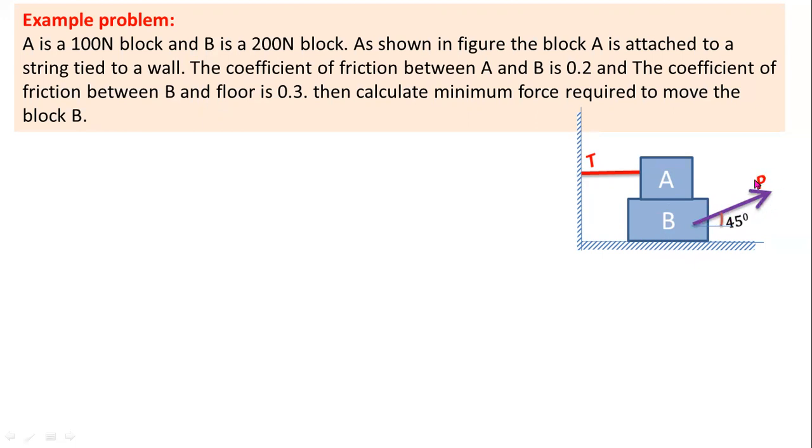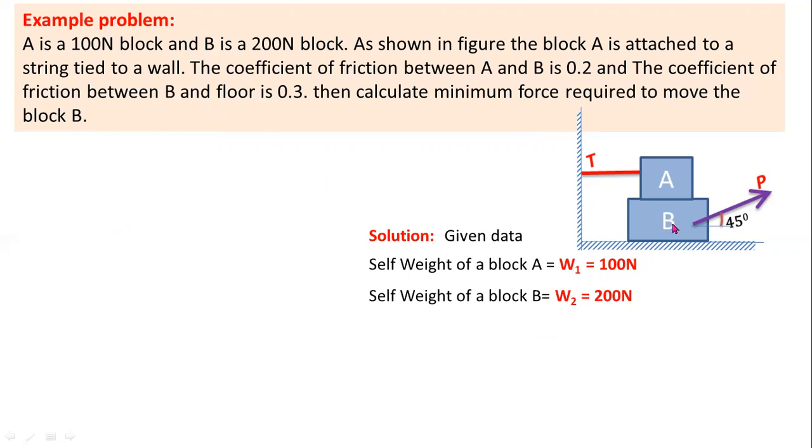Calculate the minimum force required to move the block B. This is the given diagram. From this diagram, first of all, you have to identify the given values. Here, the self weight of block A is 100 newtons and the self weight of block B is 200 newtons. And capital R is the reaction force between the contact surfaces. You have to consider R1 for the reaction force between blocks A and B. R2 is the reaction force between block B and the support.